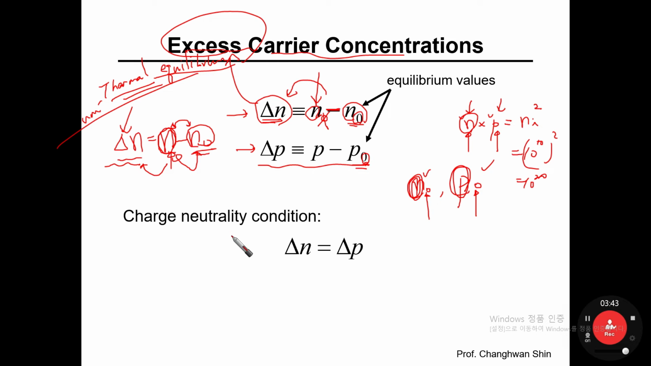And on the bottom side, you can see that the charge neutrality condition should be satisfied in your sample, right? Therefore, the total number of excess electrons should be well balanced with the total number of excess hole concentrations. So this delta n should be balanced with delta p, because of the charge neutrality condition.